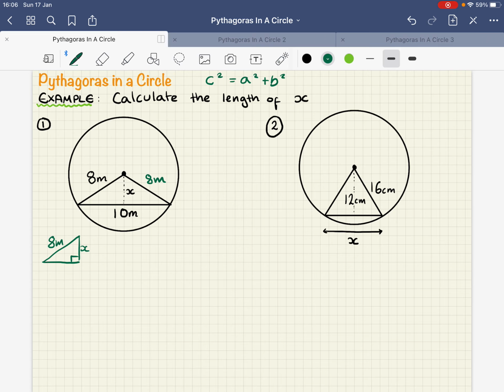Key thing, because I am using half of the triangle, that means the bottom there is going to be 5 meters. So then using that in my formula, to start off with, I'm having to find the shorter side. So that means I'm using that slight variation of my formula of a squared equals c squared minus b squared. So that means I've now got x squared equals 8 squared minus 5 squared. So that's going to be 64 minus 25.